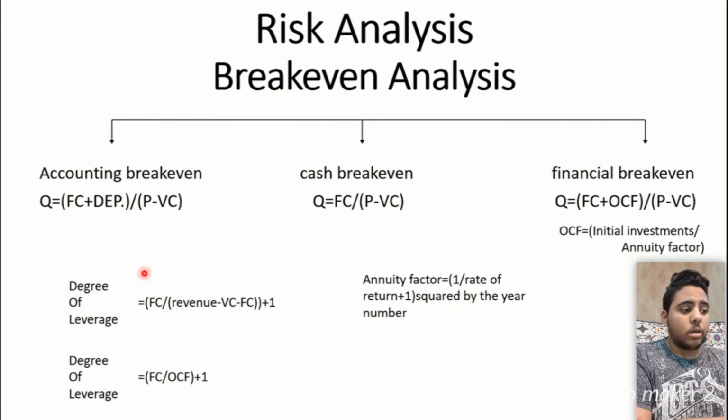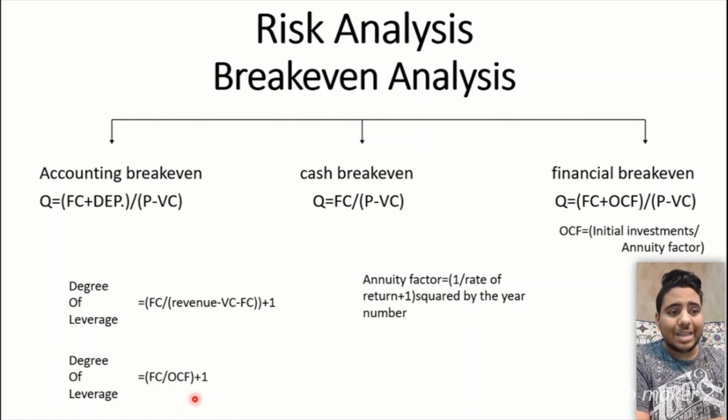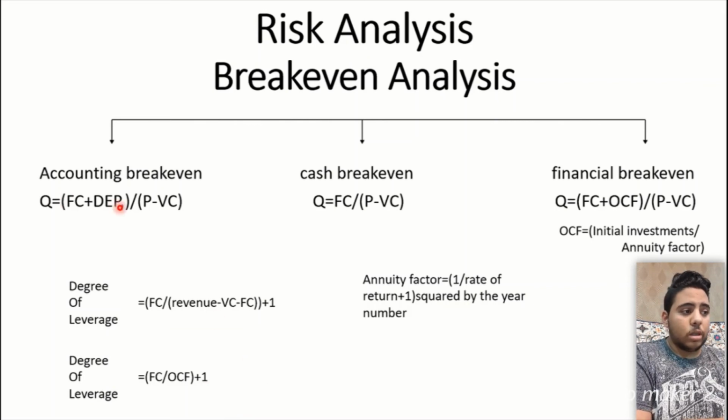Then we need to get something called the degree of leverage. We can use this equation only if we are getting the financial degree of leverage, where we just get the fixed cost over the operating cash flow that we already got in the financial break-even equation, and then plus 1. But if we need to get the accounting or cash degree of leverage, we use this equation: fixed cost over revenue minus variable cost minus fixed cost, plus 1.